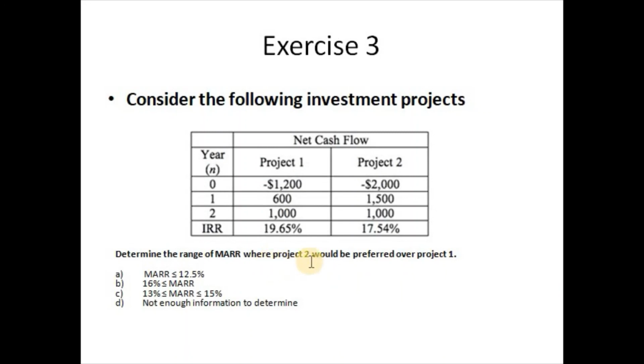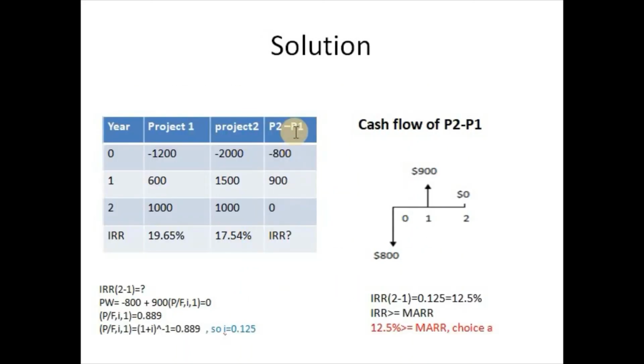So it is project 2 minus project 1. You can also tell from the initial investment, it is minus 2,000 plus 1,000. The first arrow is negative, so it is project 2 minus project 1, but I'm giving you a hint here as well. So I'm just going to draw a column for P2 minus P1. I'm going to subtract the values: minus 2,000 plus 1,000 is minus 800, 1,500 minus 600 is 900, and here the same, 0. I'm going to get the IRR of this new cash flow diagram.